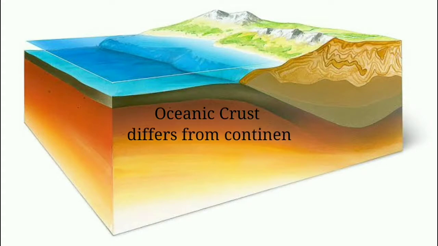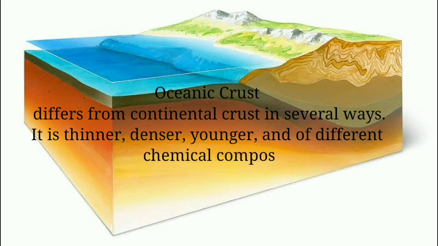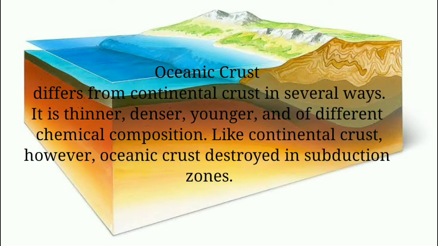Oceanic crust differs from continental crust in several ways. It is thinner, denser, younger, and of a different chemical composition. Like continental crust, however, oceanic crust is destroyed in subduction zones.